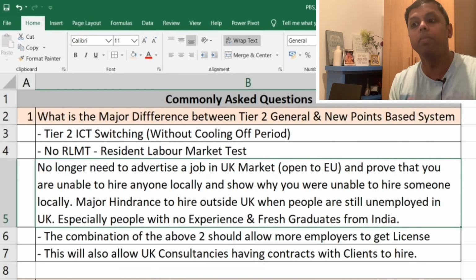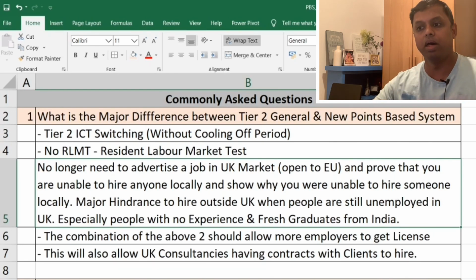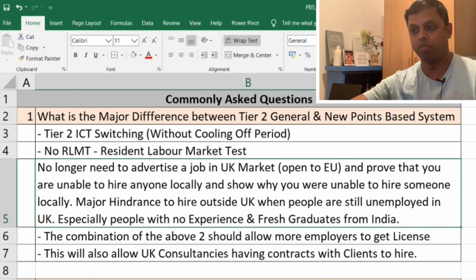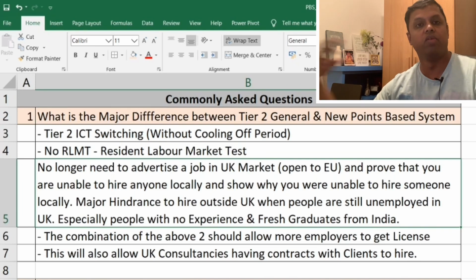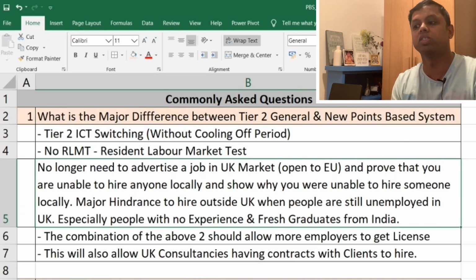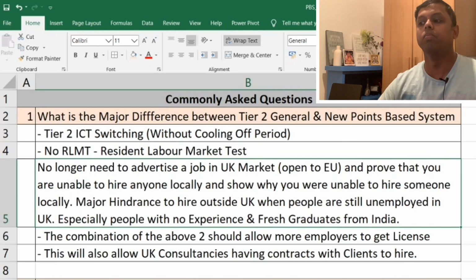So the combination of these two, being able to hire an ICT employee who's already in the UK, or being able to bring someone from India easily, should create more employers having licenses to hire people, because there are only about 30 to 32,000 employers who have a sponsorship license now. And these two changes effectively will increase the number of employers being able to get people and employers having more licenses.